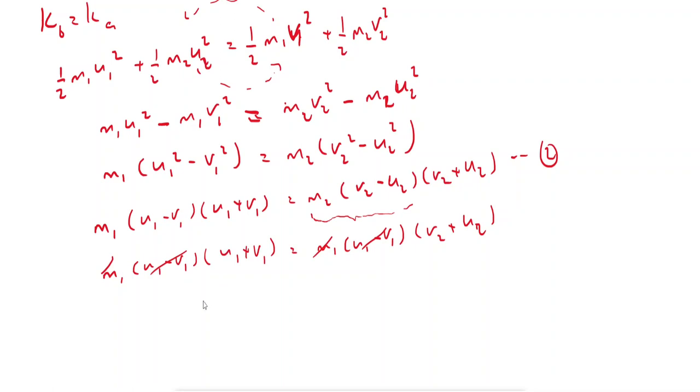No, it's fine. I could call it equation 2. And then I have u1 plus v1 equals v2 plus u2. You could write this and say u1 plus v1 is equal to u2 plus v2. You could say that is still fine, and call this equation 3. That's your equation 3.